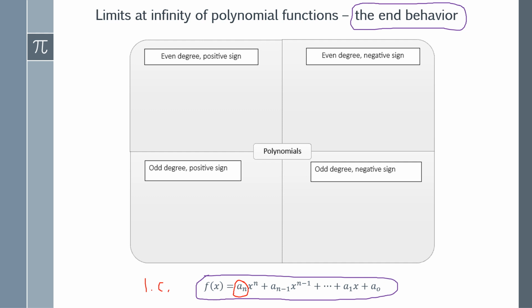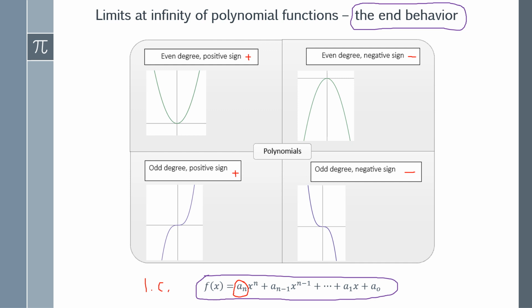So let's take a look at these 4 scenarios. We have even degree, positive sign, that corresponds to the leading coefficient sign. So let me put a plus here. Even degree, negative sign. Then we have odd degree, positive sign for the leading coefficient, and odd degree, negative sign. Okay, and those are the only 4 scenarios, or 4 things that can happen to a polynomial. All right, so now we can think about simple functions that correspond to these scenarios.